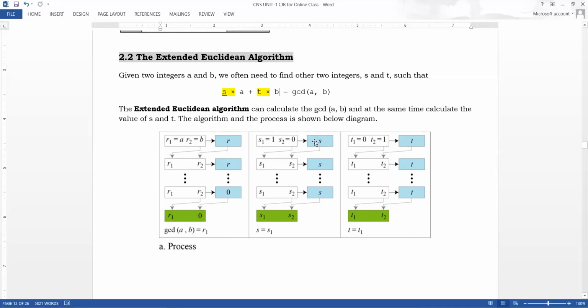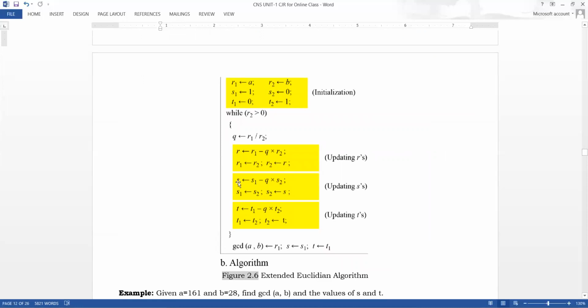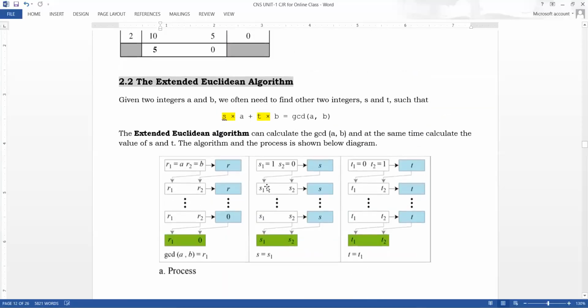So you have to find S. What is the formula for finding S? In the algorithm we have given S equal to S1 minus Q into S2. We know the S1 value, we know the S2 value, and the Q value here. When you perform R1 by R2, the Q value, the coefficient value, will come. That coefficient value you have to use here to find the S value.